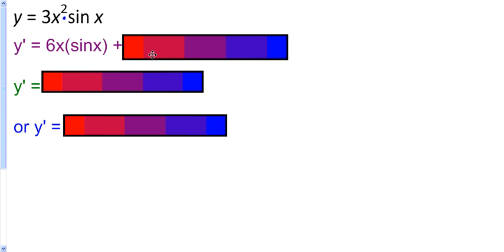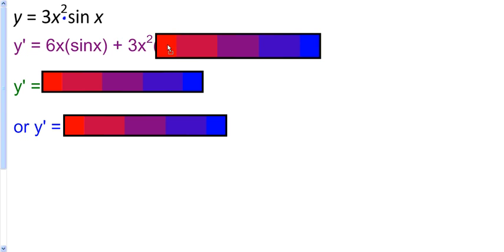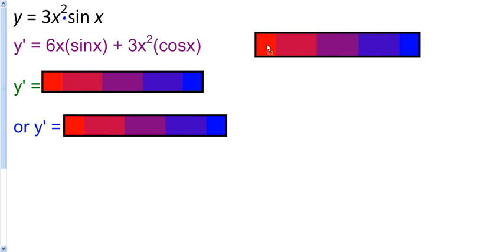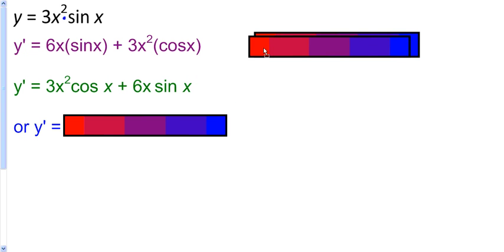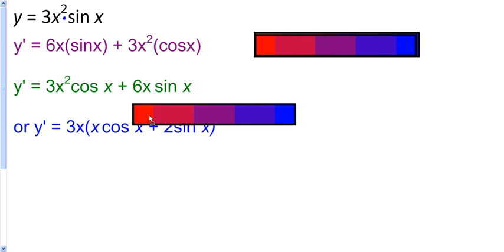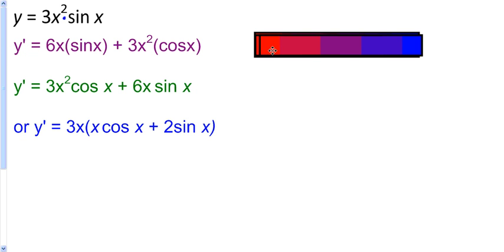Plus, keep the first the same. Multiply it by the derivative of the second. Then just go ahead and eliminate your parentheses, and you get this. Now, if you wanted, you could also pull out a common factor of a 3x, but you don't have to. But if you wanted to, you could pull that common factor 3x out, and you get this.